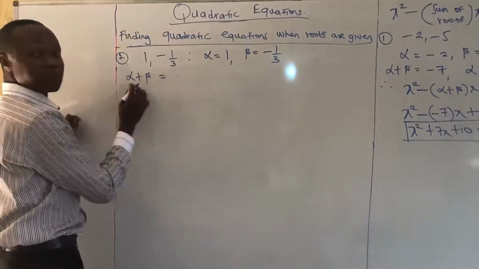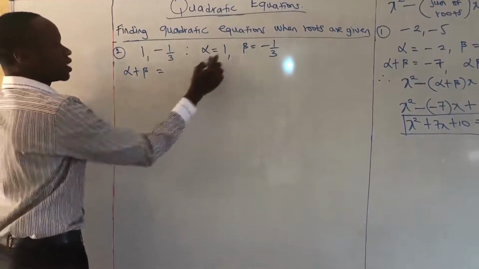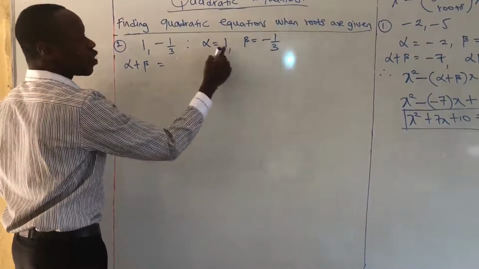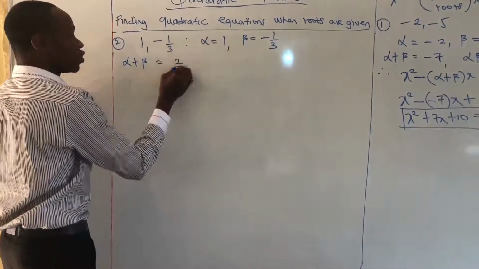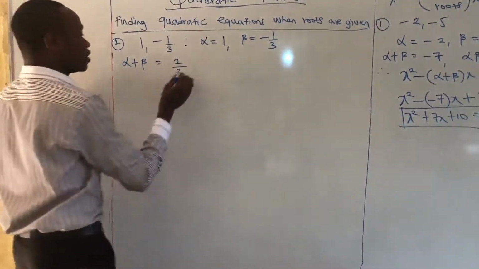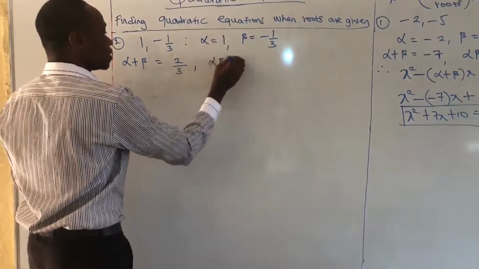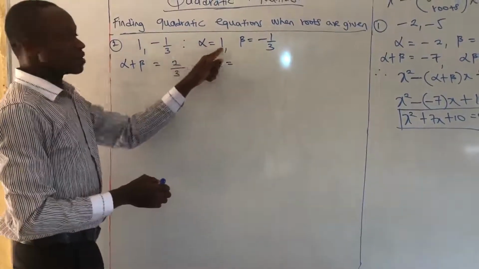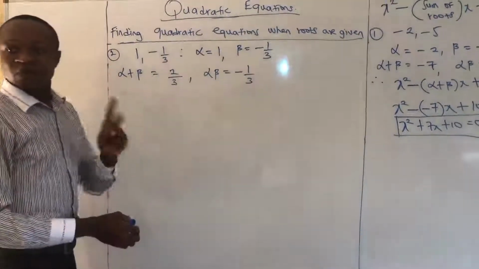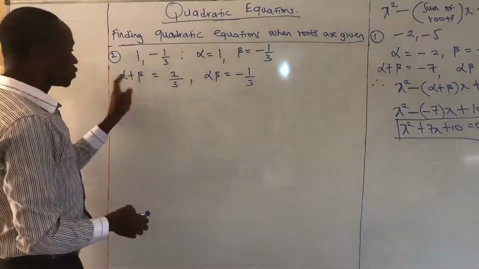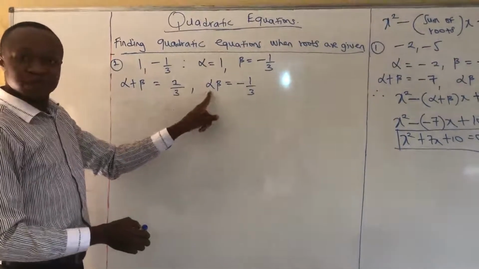If I find the sum of the roots here, that means I'll be adding these two. The sum of 1 and minus 1 over 3, you can do that. I'm sure you will have 2 over 3. And the product, alpha beta, if I multiply this and this, I'll be having minus 1 over 3. Only two things are needed: sum and product of the roots.